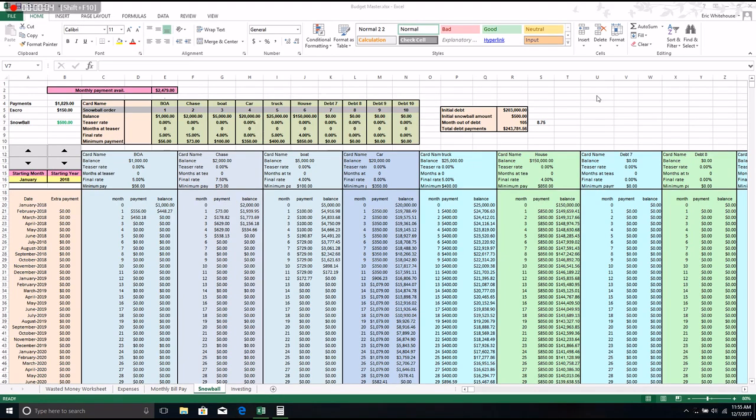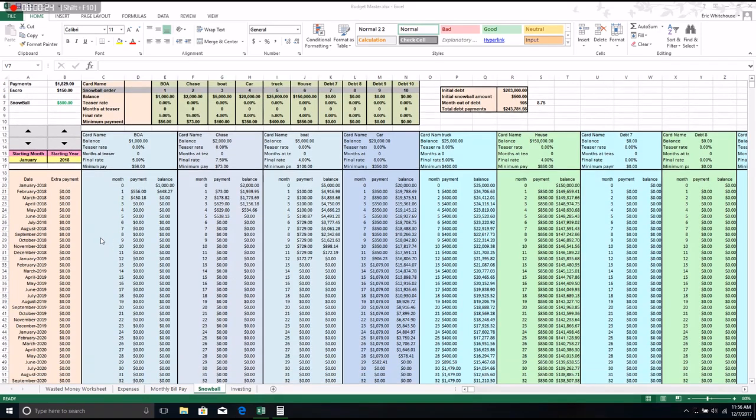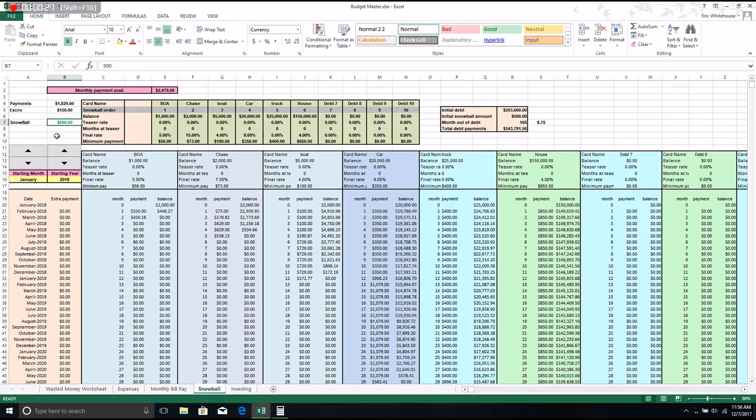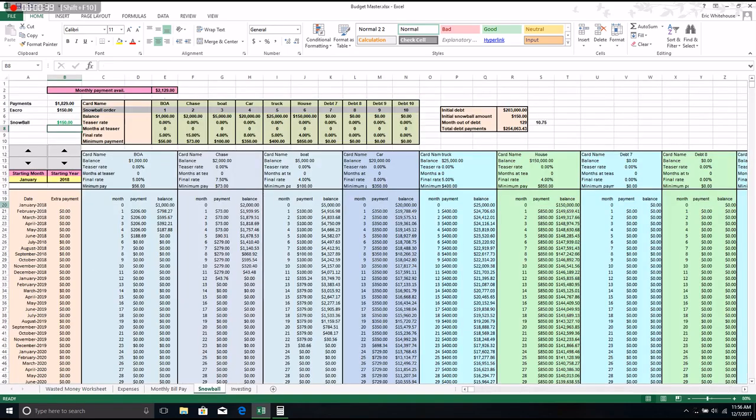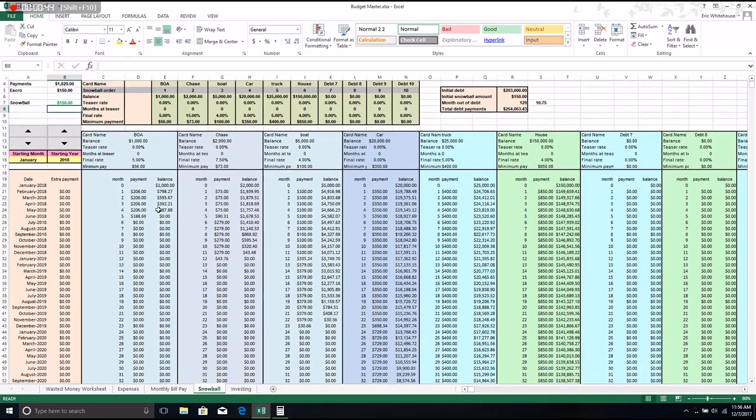The thing I like about this worksheet is, for one, you can put in your actual debts. It really gives you a way to see how much you pay, how fast things are going to pay off, and it lets you adjust it per month. So let's put this back to 150 that we know we had when we used our wasted money worksheet. So we had 155. We applied that to our snowball, and now you can see that things are really going to start to pay off.